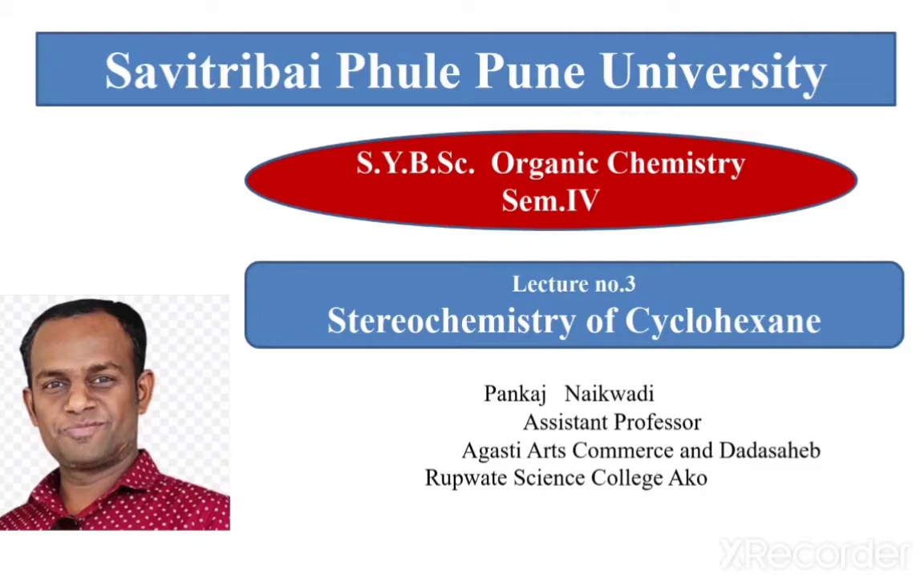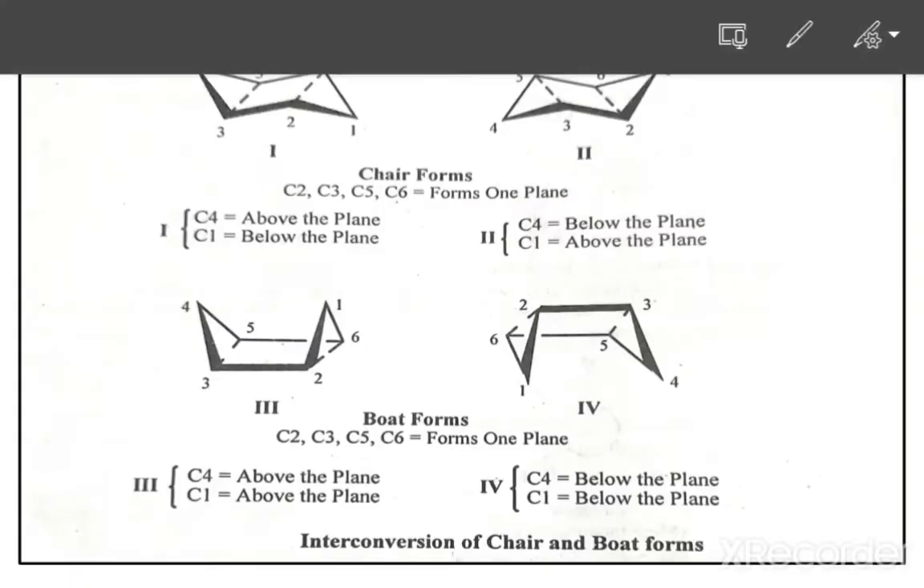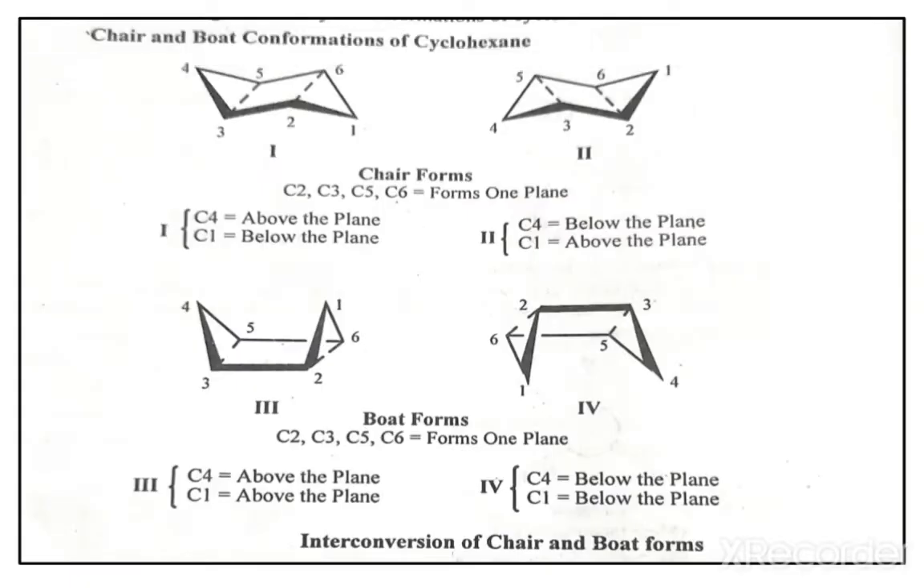Friends, in the previous lecture we discussed the factors affecting the stability of conformation, that means the angle strain, torsional strain and dipole-dipole interaction. In today's lecture we will start the remaining part of stereochemistry of cyclohexane. Here, the chair and boat conformations are given. Chair and boat conformations of cyclohexane.